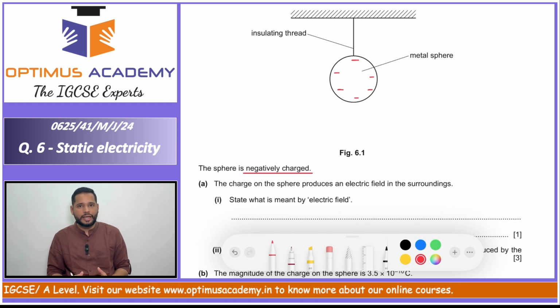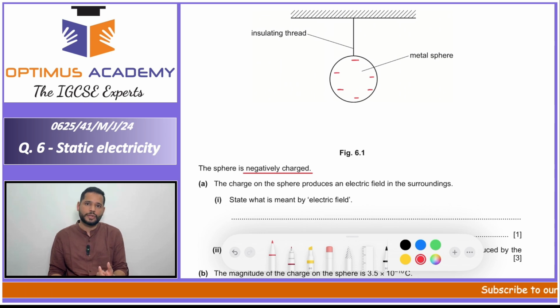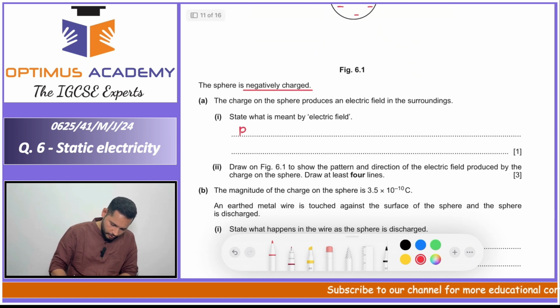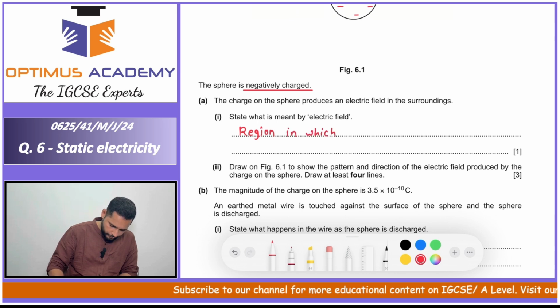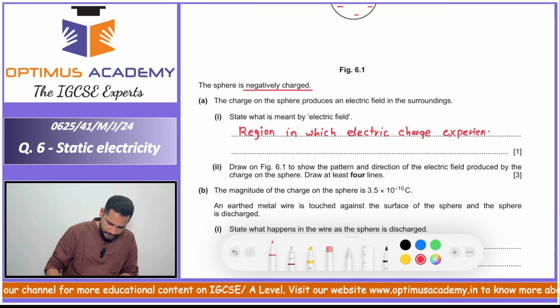Now what do we understand by electric field? It is the region in which any electric charge experiences force. So whenever we keep any electric charge in any space, it is going to have a region around it in which it might apply attractive force on the other charges or repulsive force on the other charges. This region in which the charge experiences force is called electric field. So we can write: the region in which electric charge experiences force.